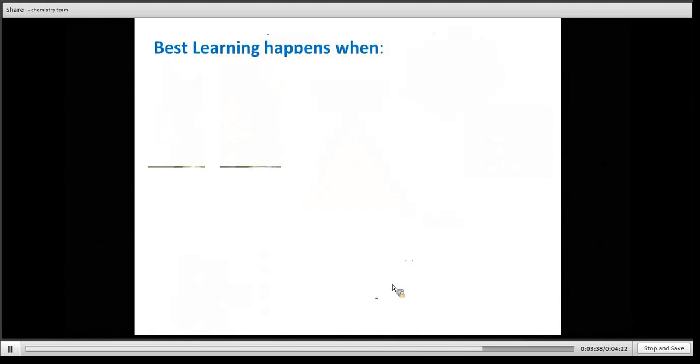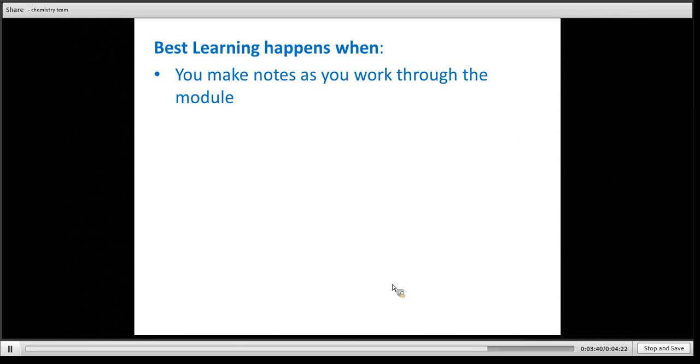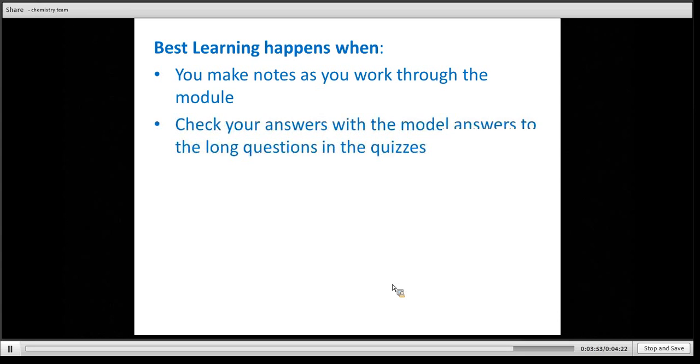So best learning happens when you make notes. I really thoroughly recommend to make sure you process the information as you go through. Don't just read it. You won't remember, you won't actually understand. Make notes as you go through. Check your answers against the given model answers when you finish the quizzes, particularly the long questions. Have you added all the information that's given in the model answers? Because the level of detail is going to determine whether you're going to achieve or get merit or get excellence.